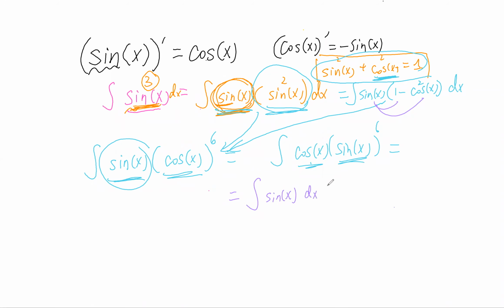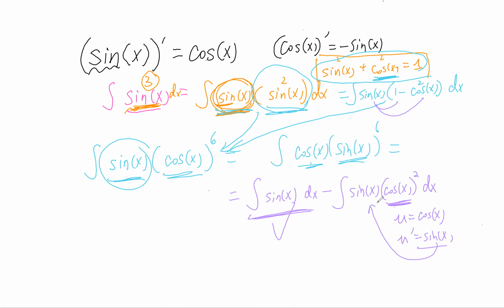subtract sine times cosine square. I'm going to write it this way to show that it's an exponential function form. Now this has no problem to solve. Let's look at it right here. So our base right here is u equals cosine x. The derivative of cosine x, u prime, is going to be sine x, which we already have in front.